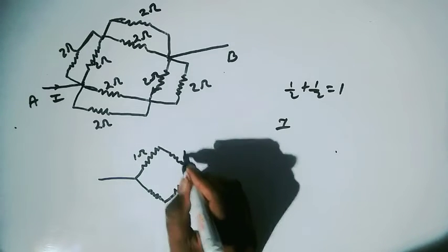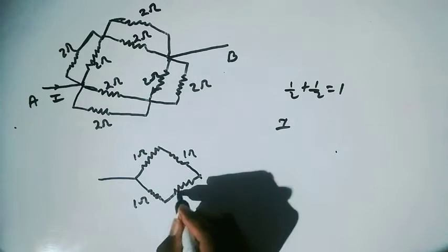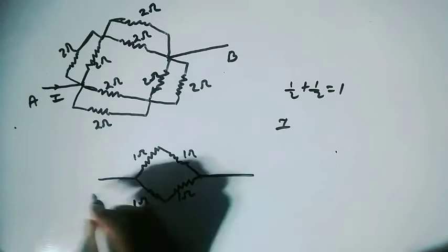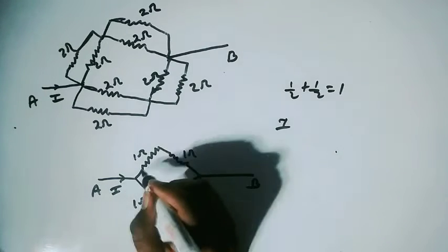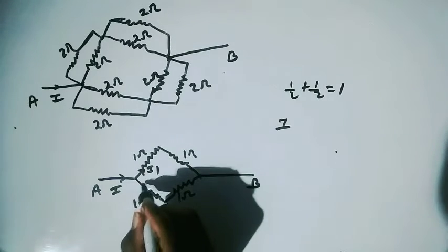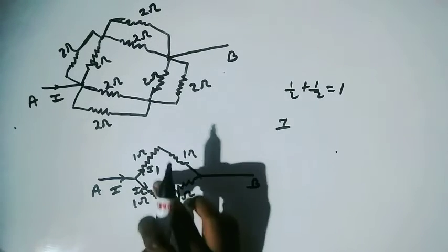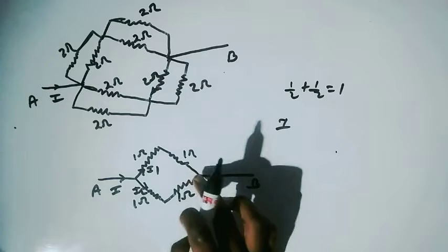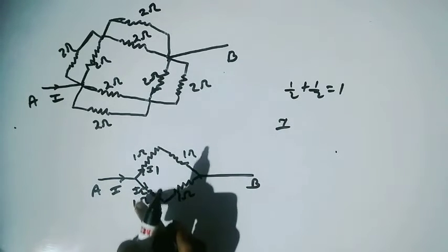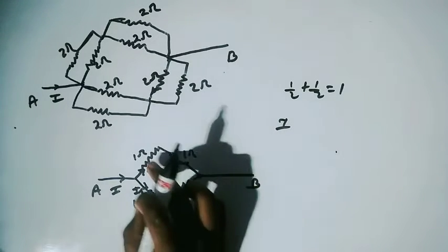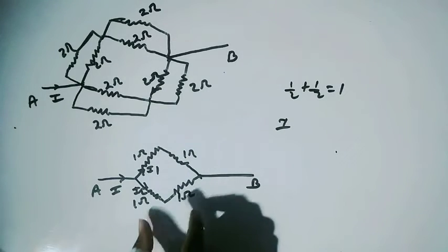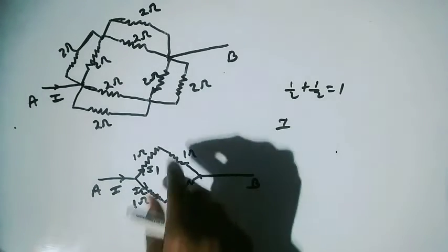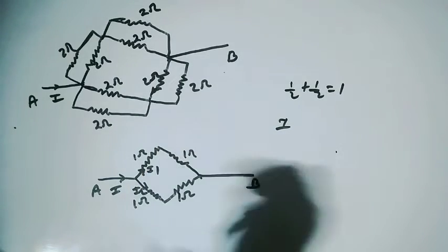This is 1 ohm, this is 1 ohm, this is 1 ohm, and this is also 1 ohm. Now see, if current flows, then I1 will go through here and I2 will go through here. This I1 current will flow through these two, and this I2 current will flow through these two. So these two are in series, and these two are also in series, and they are in parallel.